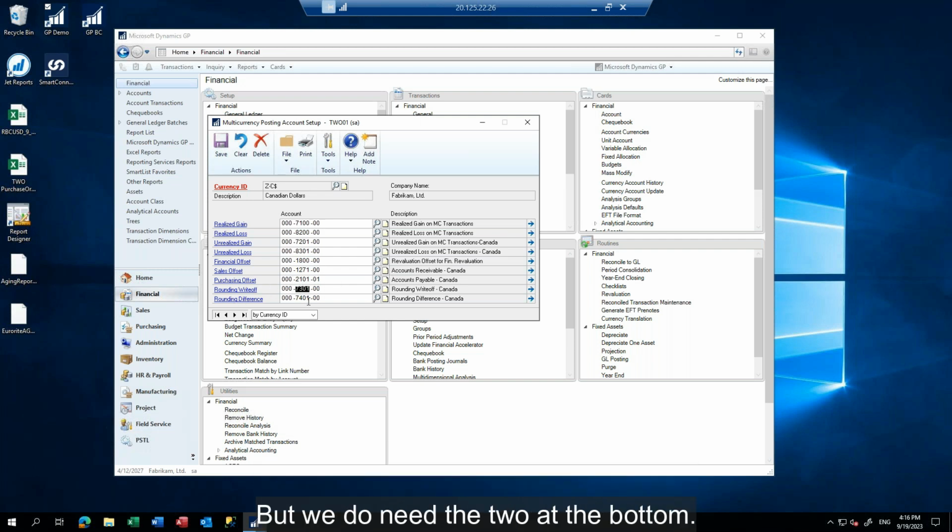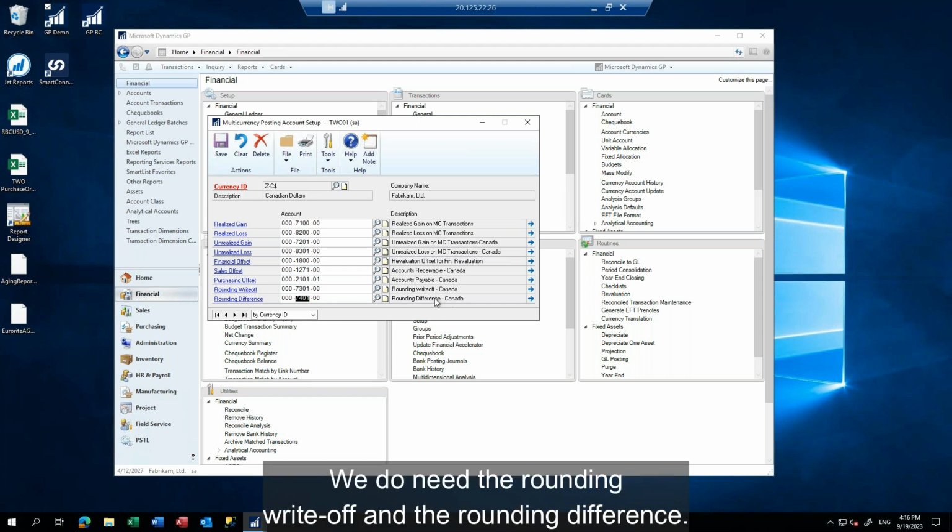But we do need the 2 at the bottom. We do need the rounding write-off and the rounding difference.